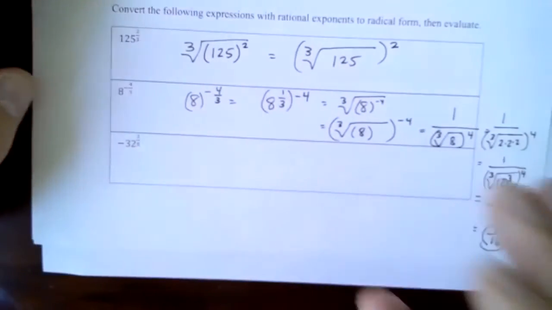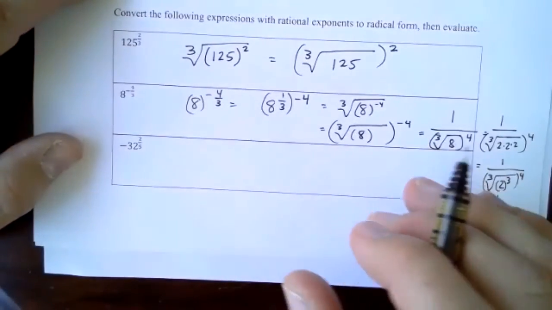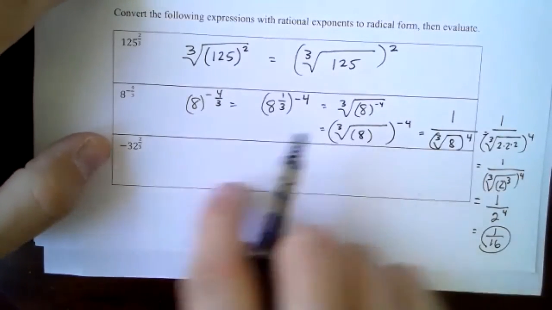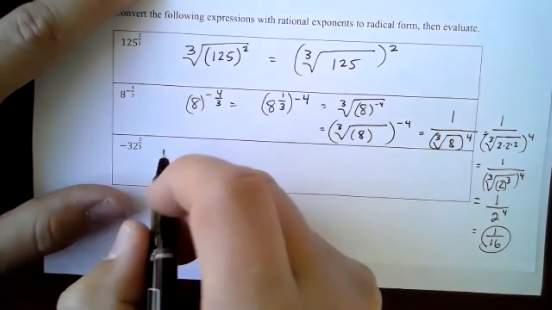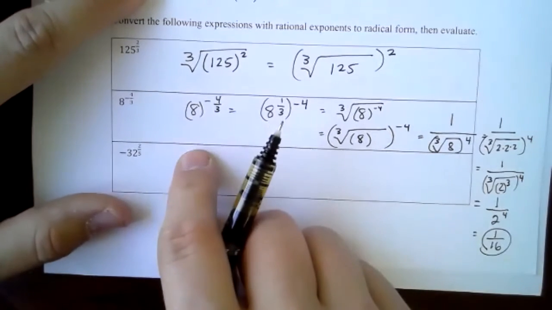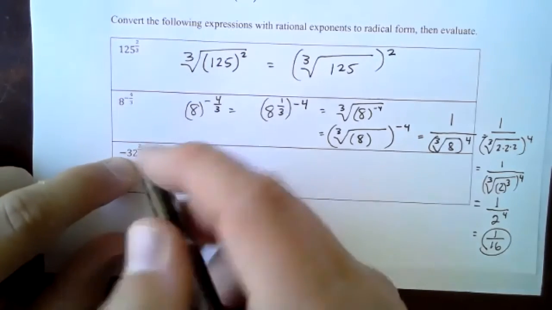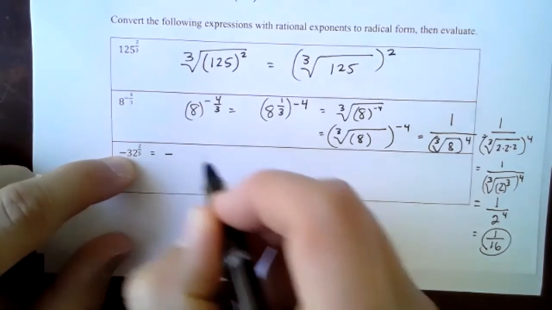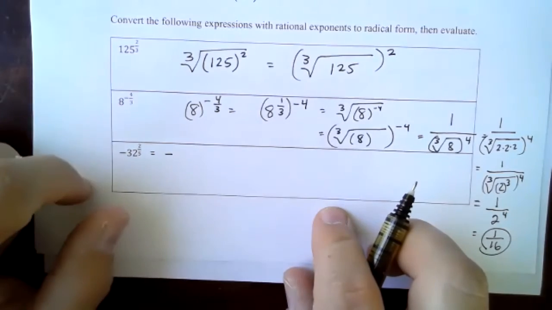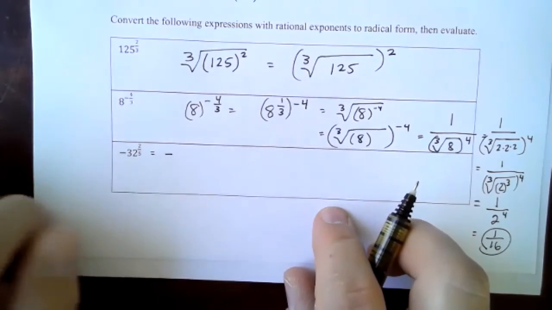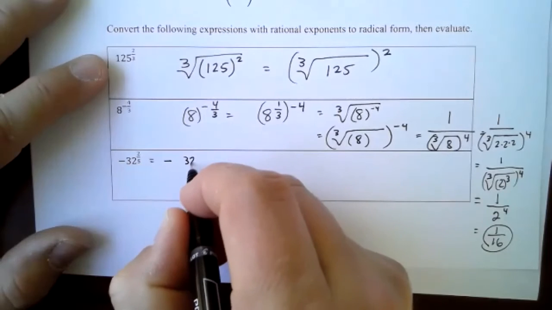Just kind of get to the point where you can just know what you're talking about. All right, so in this case right here, we're going to rewrite this a little bit more cleanly. First off, I need you to notice that the negative is going to stay out in front and it's not going to change. The negative is not what's being squared here. The negative is just your negative. What is being squared is the 32, all right?